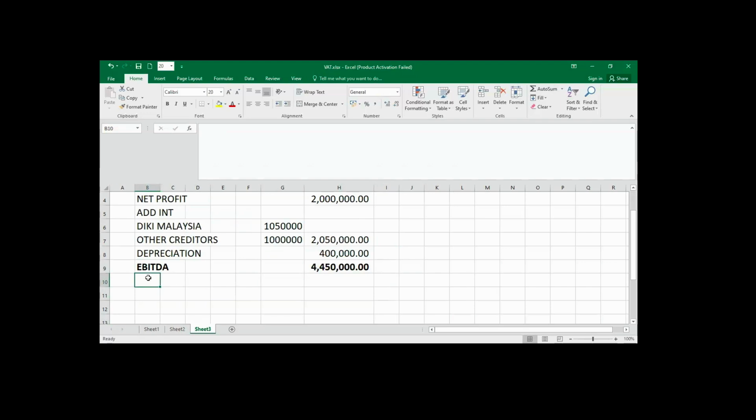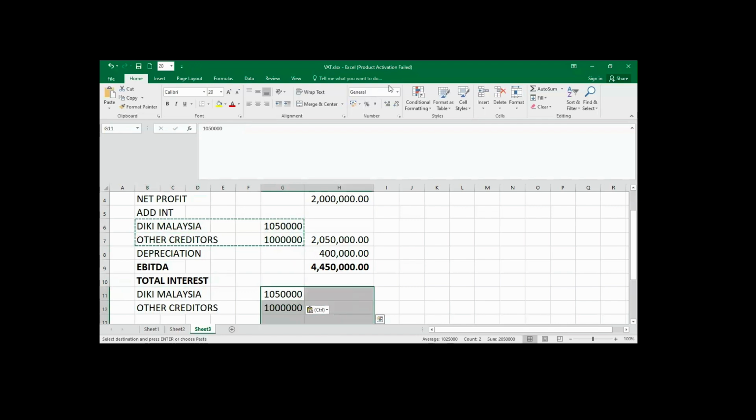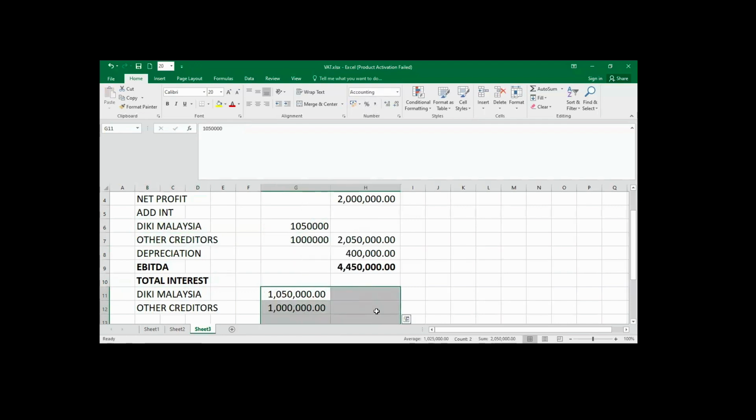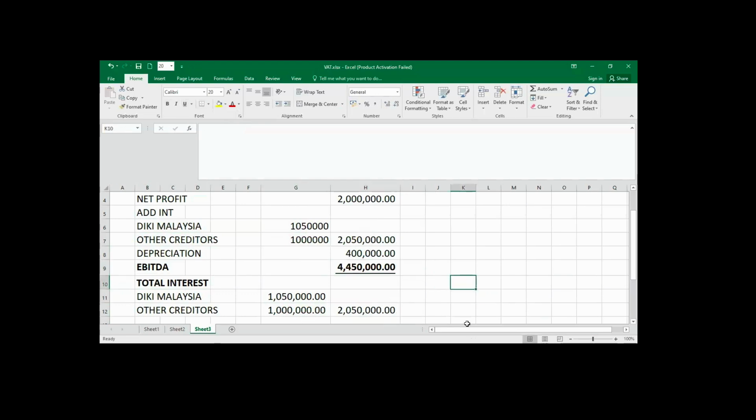But before we calculate the 30% of it, we first of all need to get to a total. How much is the total interest that we want to claim that this company incurred in this year? The total interest that they incurred happens to be 2,050,000. It happens to be these two, the one for Dicky Malaysia and the other creditors: 2,050,000. Out of this total interest, we are told in this question.